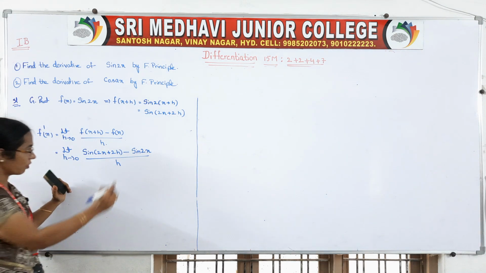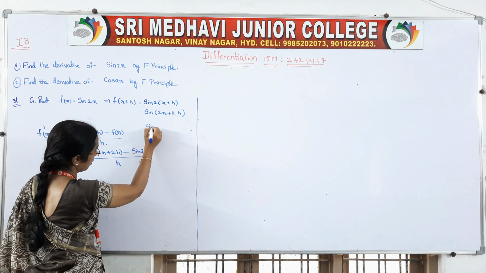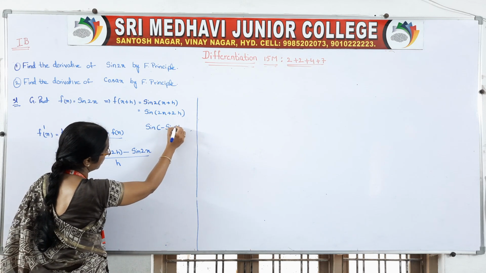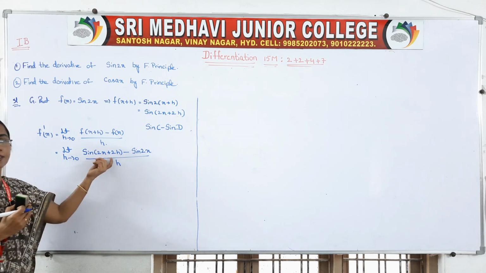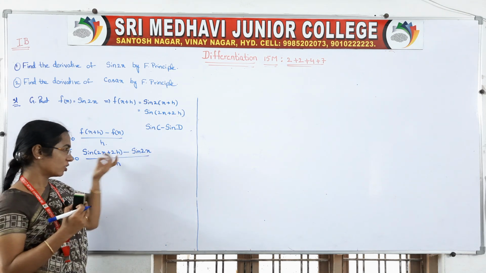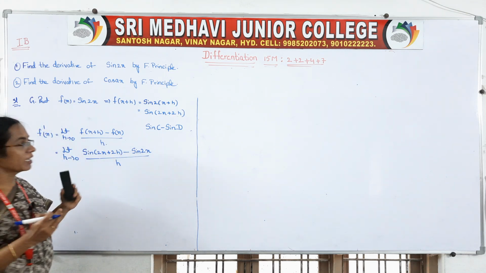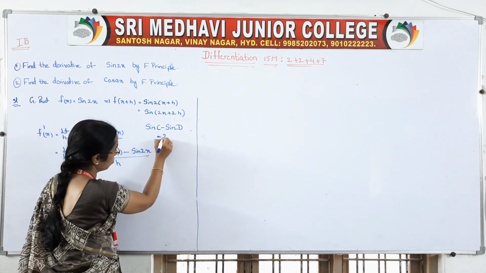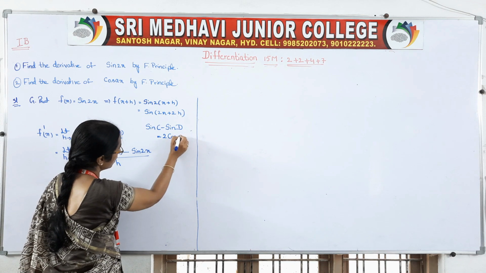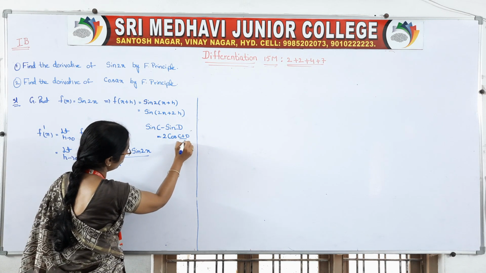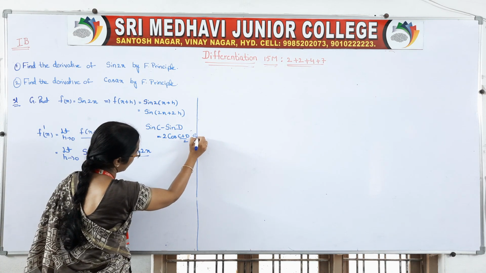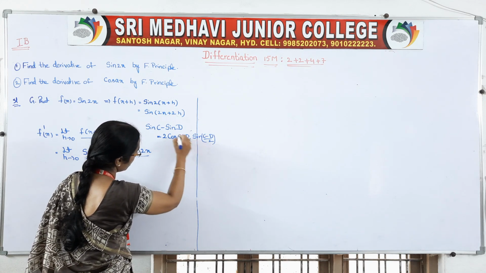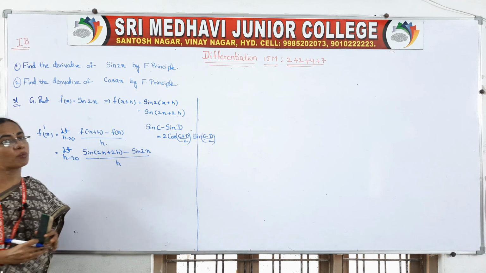So there is one formula in trigonometry. What is that? Sin c minus sin d, isn't it? You consider this as c, this as d. So it is of the form sin c minus sin d. Sin c minus sin d is equal to 2 cos of c plus d by 2 into sin of c minus d by 2. Okay, this is from trigonometry.